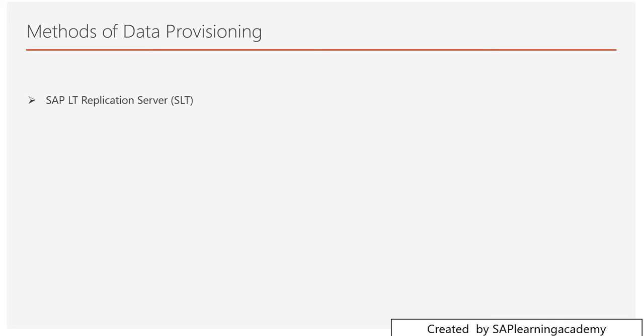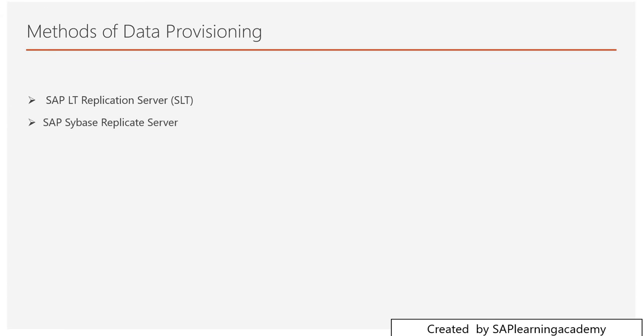Let me tell you that this SLT server uses a trigger-based approach to pass the data from the source system to the target system. So what does trigger-based mean? Suppose your source system is any SAP system and you have a table in it. As soon as the table is changed, a trigger is fired into the target system. So as soon as the data is changed in your source system, the data gets updated automatically into the target system. Here the target system is SAP HANA.